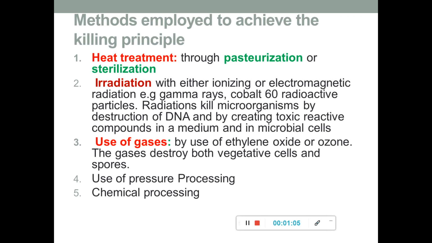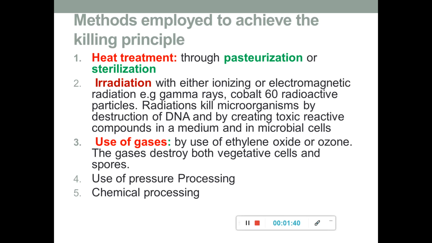So in this technique you can use some processes such as pasteurization as well as other sterilization techniques, where the heat is being used to kill the microbes which are present in the food. And the second principle or technique which we have is the irradiation, where we use either ionizing or electromagnetic radiations which will kill the microbes in the food. The use of gases is another technique. For example, we have ethylene oxide or ozone, which will destroy the vegetative cells and the spores.